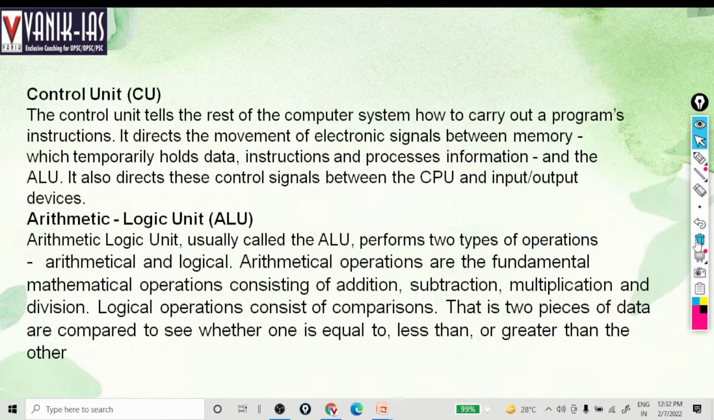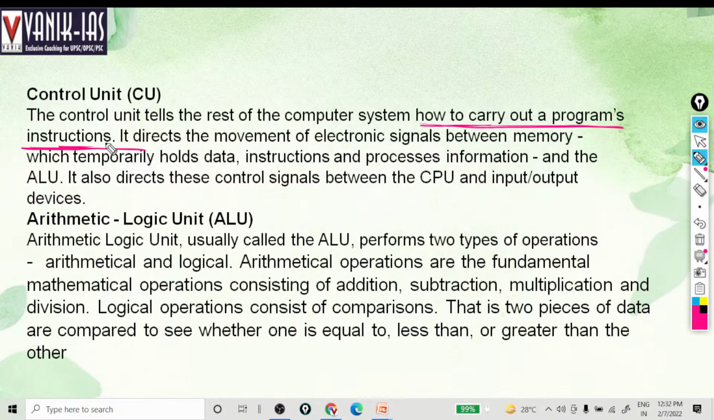Then what is control unit? We have seen that in CPU there are two parts. One is control unit. Control unit tells the rest of the computer how to carry out program instructions. That is the responsibility of CPU.